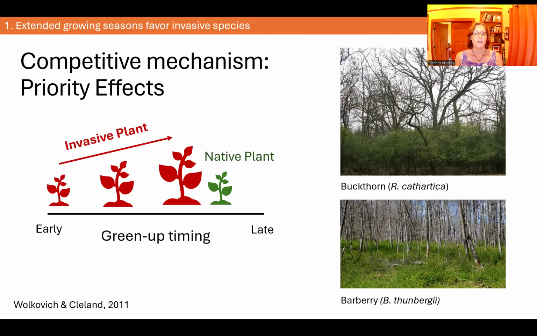The early green up and associated priority effects are pretty common with invasive understory shrubs. So some pictures on the right are just some examples of buckthorn and barberry greening up really early in the spring in association with warming temperatures, while the forest canopy and other native species are still dormant.